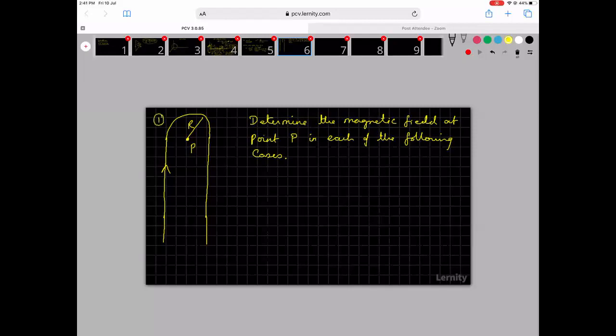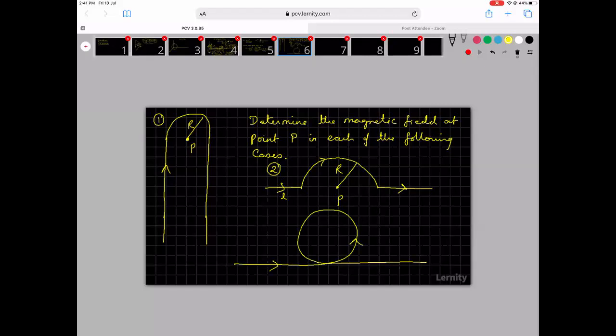Case number 1. Case number 2. Case number 3. Please draw these diagrams one by one.